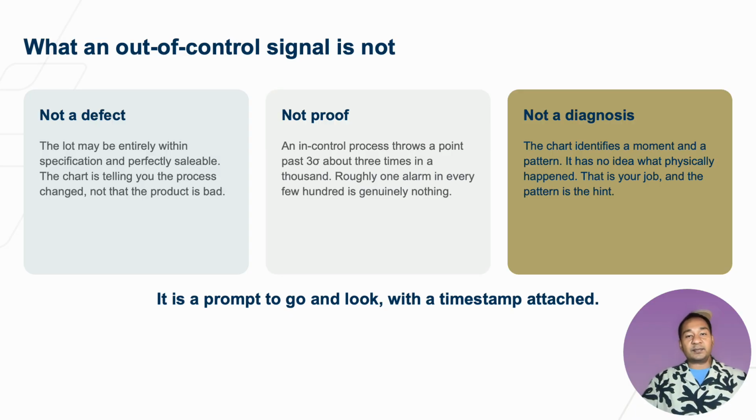A chart identifies a moment and a pattern. It has no idea what physically happened. That is your job, and the pattern is your hint. What a signal is, is a prompt to go and look, with a timestamp attached. And that is genuinely valuable, and it is also all it is.